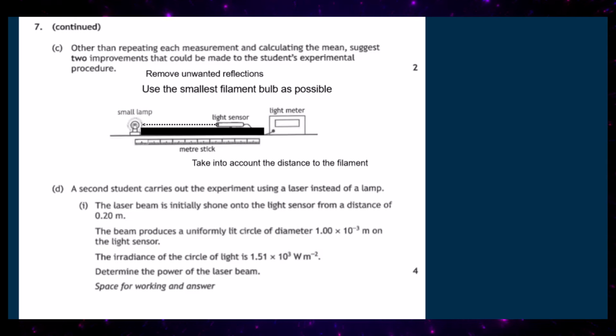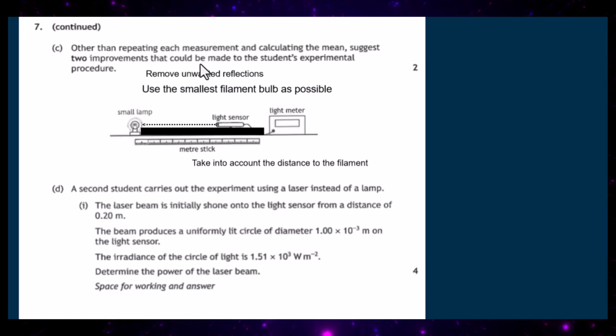Now part D says a second student carries out an experiment using a laser instead of a lamp. Part I says the laser beam is initially shone onto a light sensor from a distance of 0.20 meters. The beam produces a uniformly lit circle of diameter 1.0 times 10 to the minus 3 meters on the light sensor, and the irradiance of the circle of light is found to be 1.51 times 10 to the power 3 watts per meter squared. And for 4 marks we have to determine the power of the laser beam.